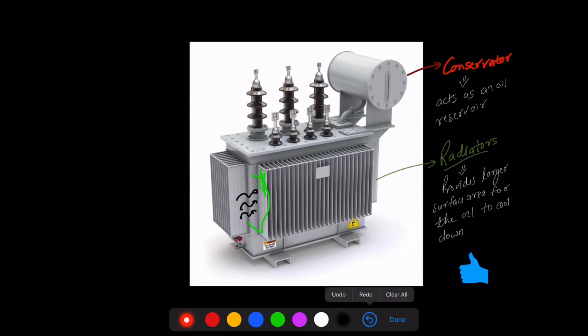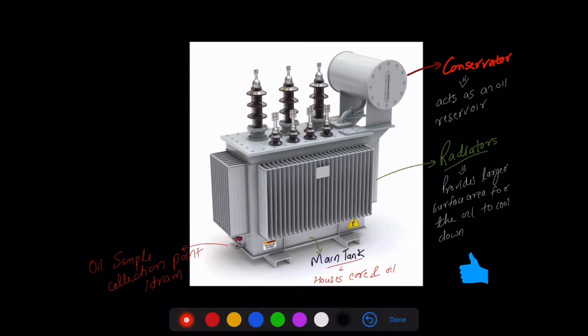Now let us move further to the main tank. I've already told you the main tank is the housing of the core and the oil. What is this particular small part? You see the small part here? This is the oil sample collection point or the drain point. The purpose of this point is to remove a little bit of oil from the transformer for, say, the performance of DGA. DGA stands for dissolved gas analysis, which is an analysis of the health of a transformer. So this little thing helps you collect the oil sample for testing.